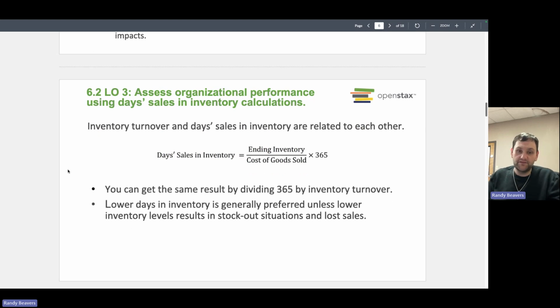Turning to days sales in inventory, this is going to be ending inventory divided by cost of goods sold, and we then take that number and multiply by 365. You can also get the same result if you take the inventory turnover that we calculated in the previous slide and divide 365 by it. Typically, lower days of inventory is generally preferred unless lower inventory levels result in stockout situations where you run out of inventory and thus lose sales because you cannot meet the demand.